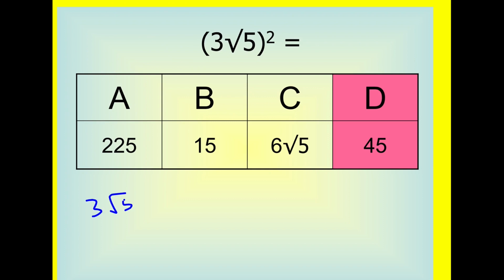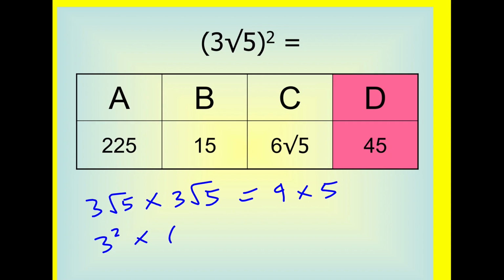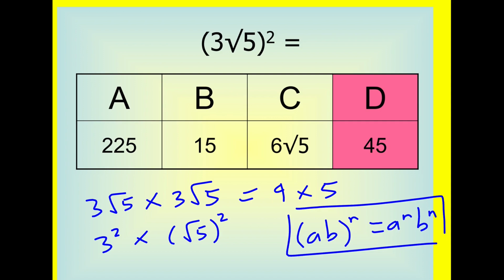be 3 root 5 times 3 root 5. We'd multiply the 3's to give 9. We'd multiply the root 5's to give 5. That gives us 45. Quicker way of doing it is to just square the 3 and square the root 5 and multiply them together. So that's again going to give 9 times root 5, i.e. AB to the power n is equal to A to the n, B to the n. All right, that's going to come in indices, but it's one to be familiar with. Well done if you got that correct.